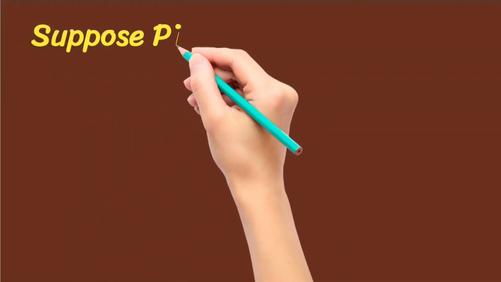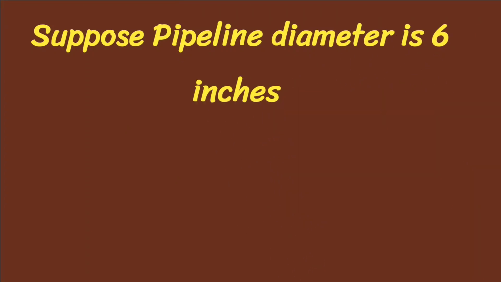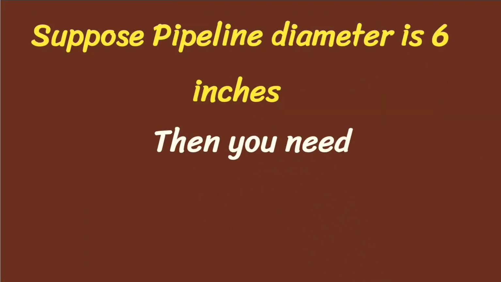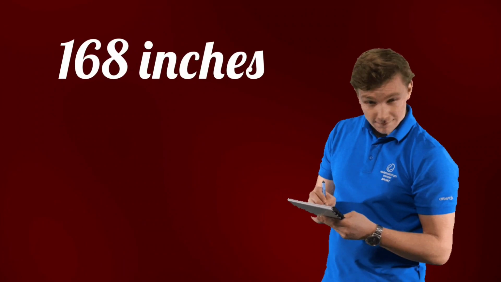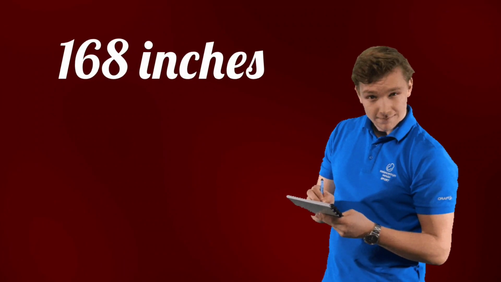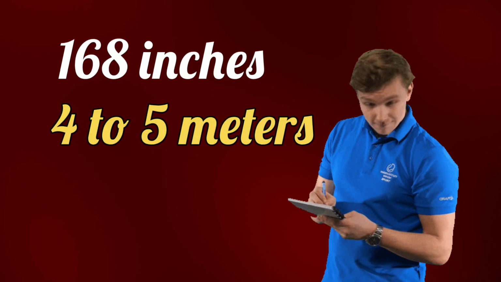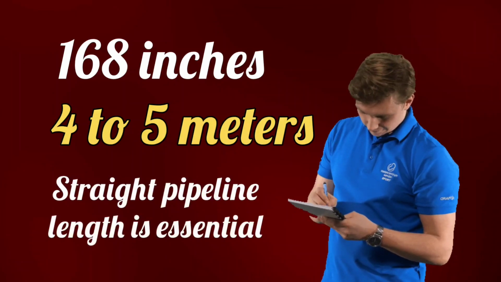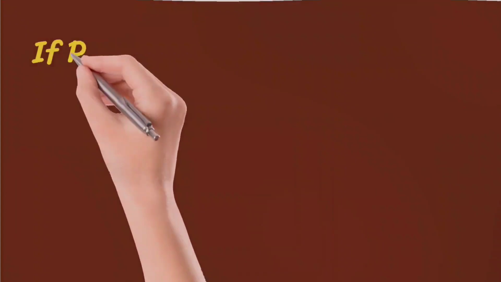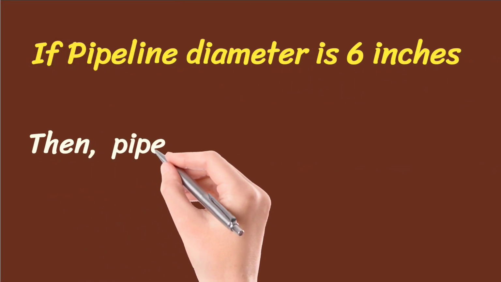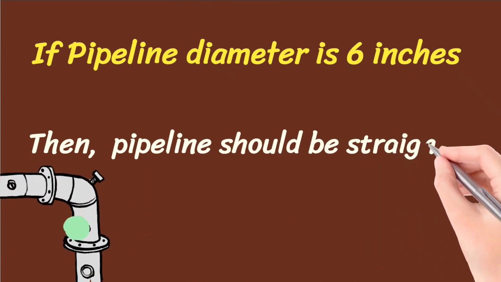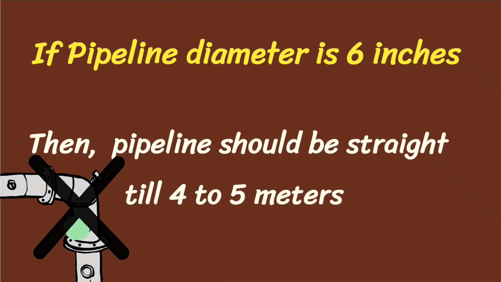Let me explain it in a simple way. Suppose the diameter of the pipeline is 6 inches. So you have 28 multiplied by 6, because the value of D is 6, meaning 168 inches, or you can say approximately 4 to 5 meters of straight pipeline length will be essential. If the pipeline diameter is 6 inches, then there should be no bend in the pipeline till about 4 to 5 meters; it should be straight.